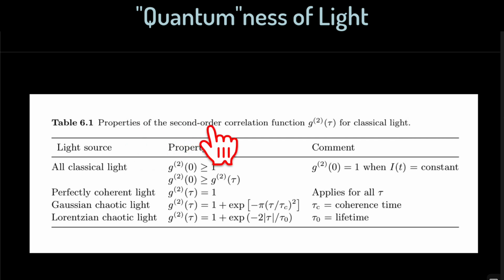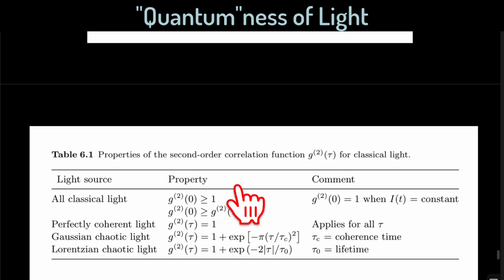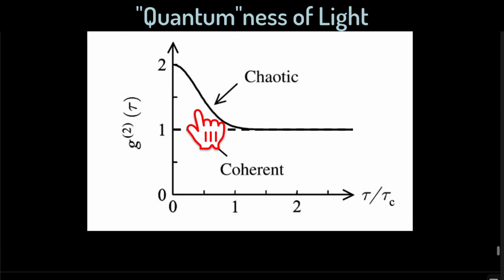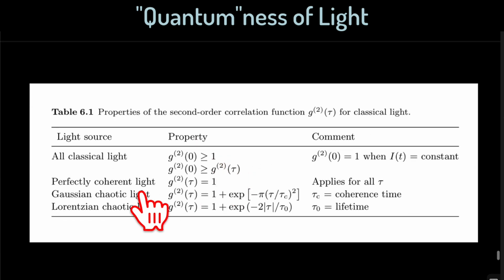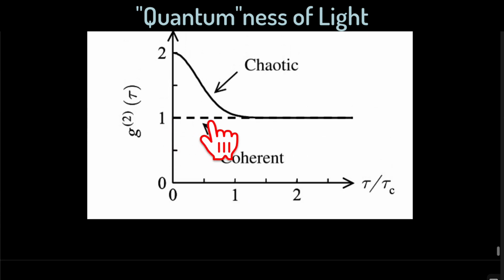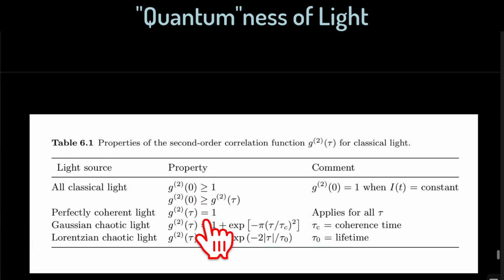for the properties of the second order correlation function for classical light. All classical light essentially shows this property. The G2 value at tau equal to 0 is greater than or equal to 1, and the G2 value of 0 is generally greater than the G2 value of tau, as you could see in this particular situation. Whereas for perfectly coherent light, the G2 value at tau is equal to 1, and this applies for all tau.